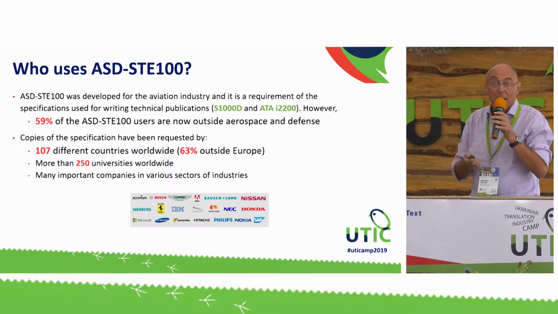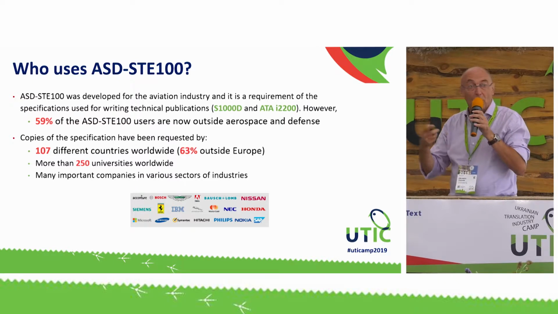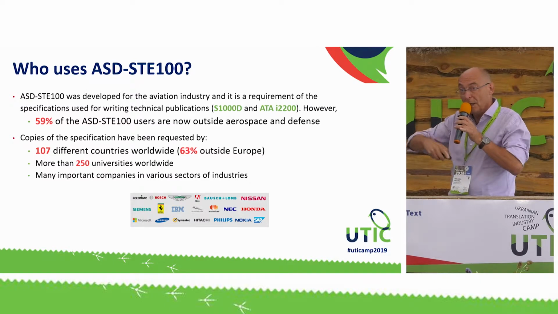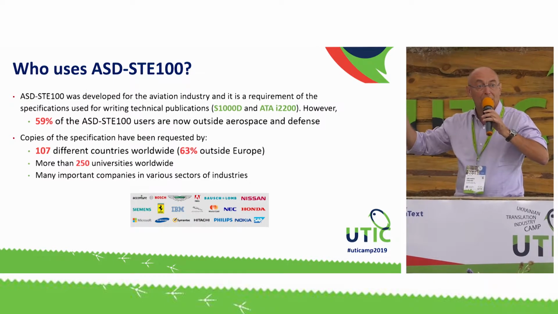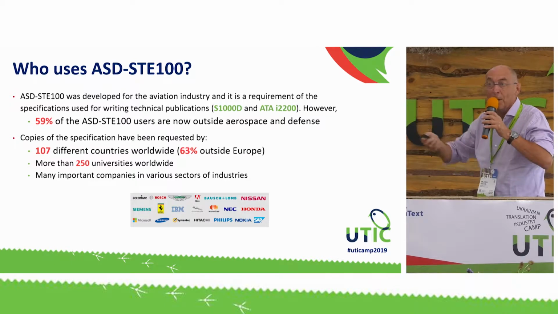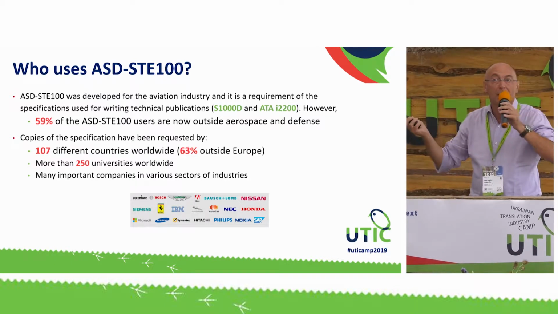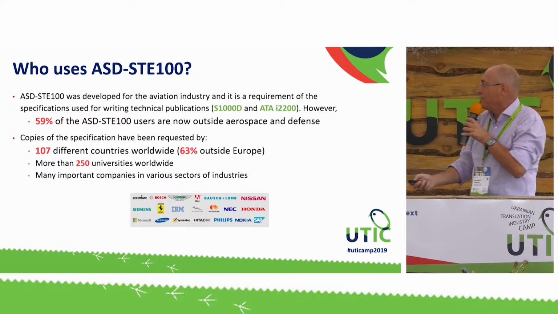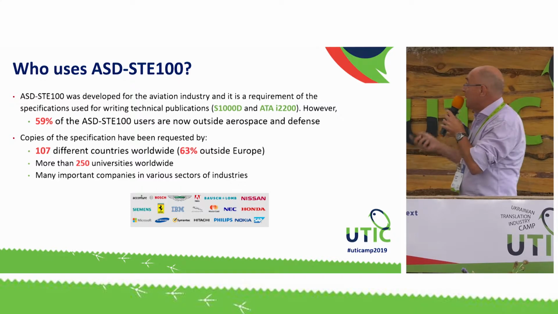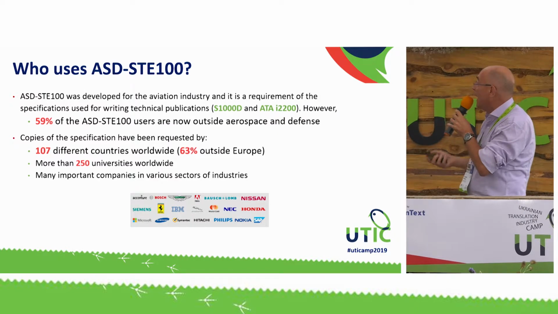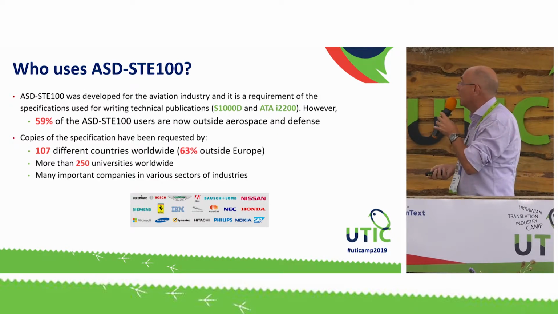S1000D is another ASD specification, shared also with the Americans, and it is for writing the entire set of manuals applicable to an airplane, or land vehicles, or submarine, for example. It is applicable to air, land, and sea. And the other one is the development of ATA 100 I was mentioning before. It is now called ATA iSpec 2200.